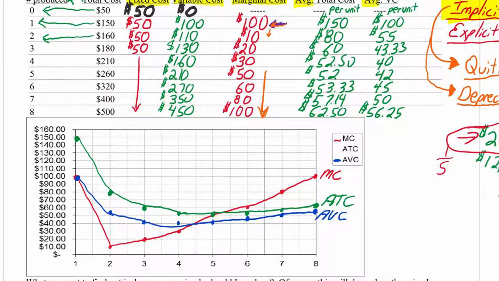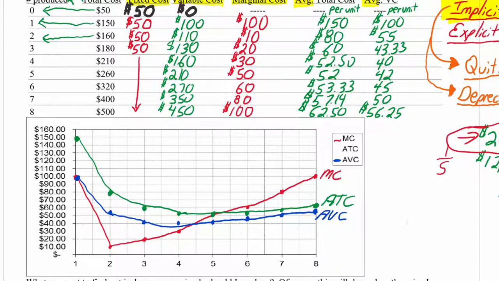Long story short, as you get to higher and higher levels of output, usually we see the marginal cost of those later units being higher than the marginal cost of the lower units, except for that first unit, as we talked about, which is usually pretty expensive due to those startup costs.